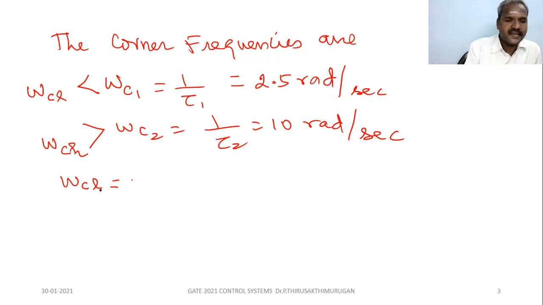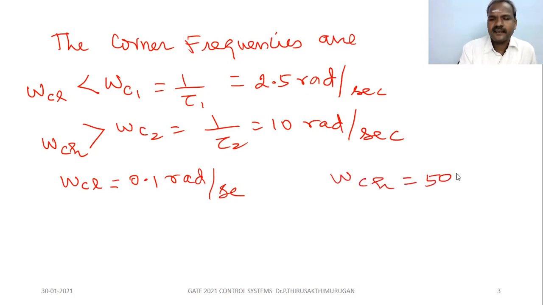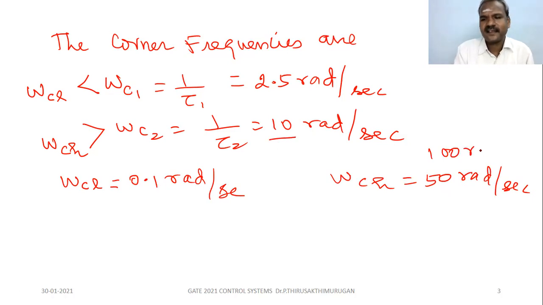You can consider even 0.01 also, or in decades you can also consider, right? So similarly, omega ch, I am going to consider say 50 radian per second. We can consider 50, or you can also take 100, because this is 10 and the next decade is 100. That is easy to calculate the magnitude for the slope change. Okay, I am going to consider 50 radian per second.